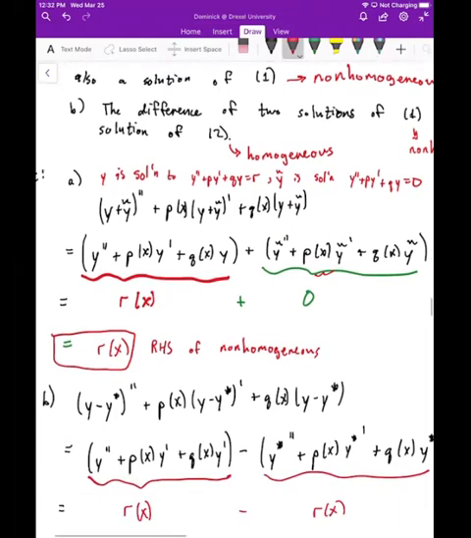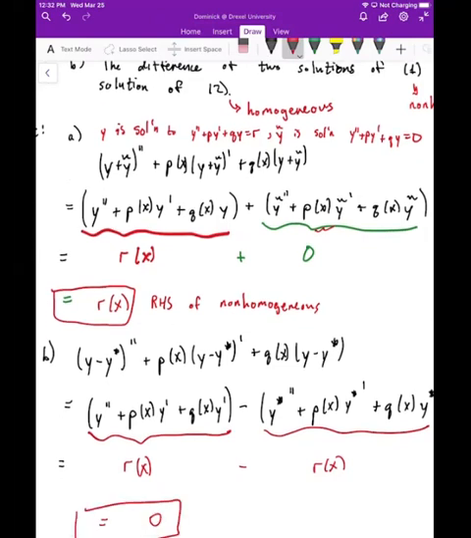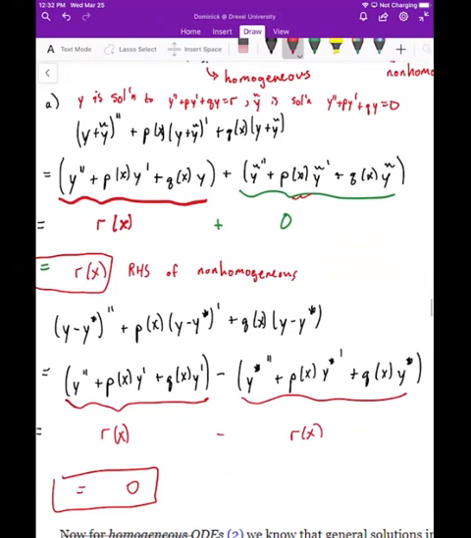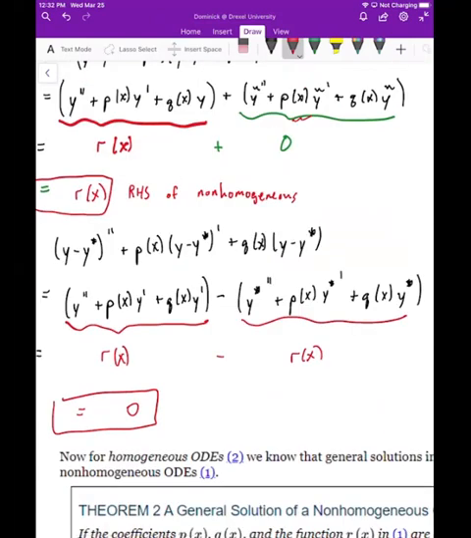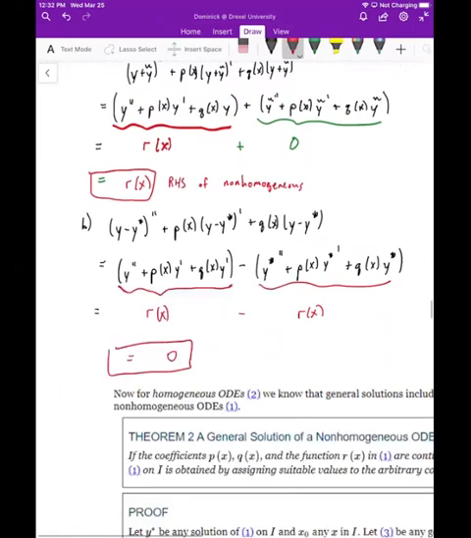Okay. And then for the second part of this, if you look at two solutions to the non-homogeneous version, right? In this case, both of these satisfy the non-homogeneous version. Then you're going to take basically the same argument, except now both of these come out to be R of X, and the difference will come out to be 0. Okay.